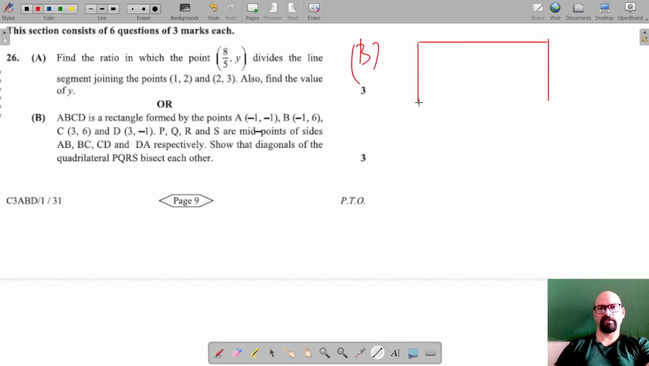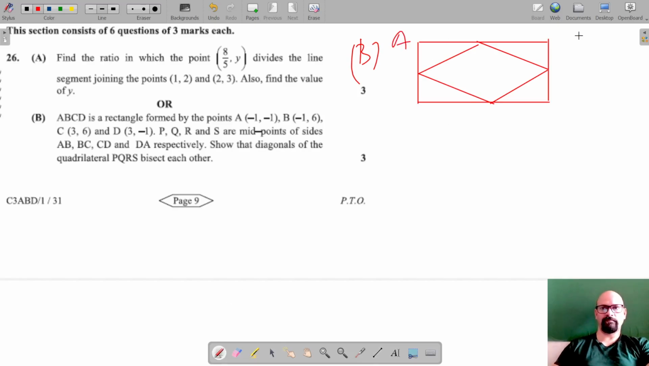This is the rectangle with the given coordinates, and P, Q, R, S are the midpoints of sides AB, BC, CD, and DA. We have to show the diagonals of the quadrilateral. So let's join the midpoints, and I'm going to label them.